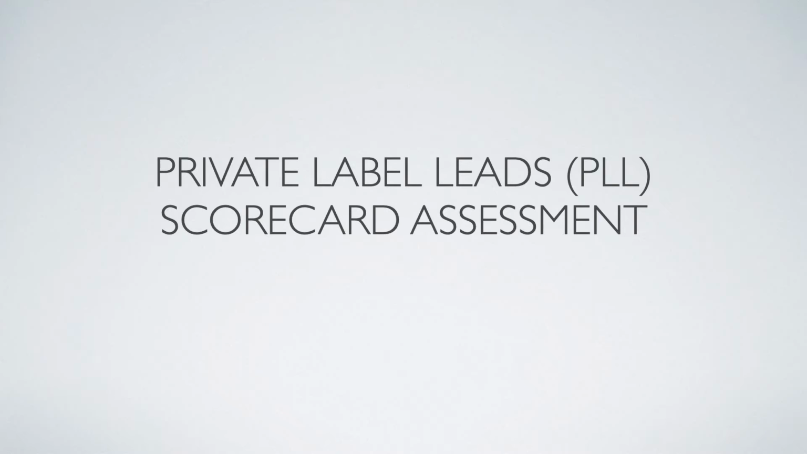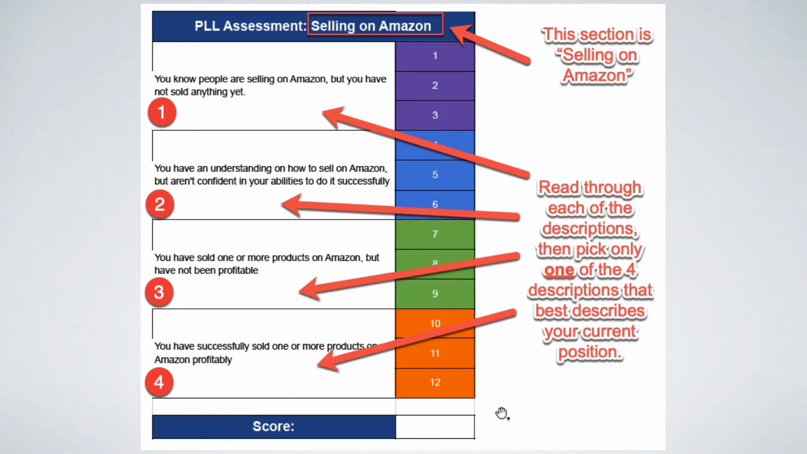So each page of the assessment is for a different section or assessment dealing with doing private label leads selling. For example, the first one here is selling on Amazon, and each page will have a different section or an area of assessment that we'll be focusing on.